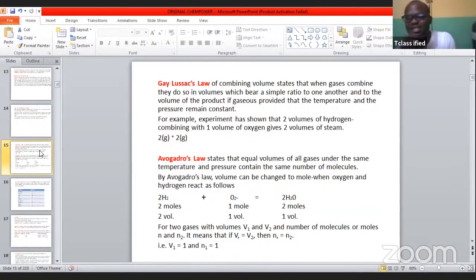You're supposed to also try a way of memorizing them by going through them over and over. Gay-Lussac's law of combining volumes simply states that when gases combine, they do so in volumes which bear a simple ratio to one another. Avogadro's law states that equal volumes of all gases under the same temperature and pressure contain the same number of molecules. You can have a law stated and be asked which law it is, so you pick out and say this is actually Avogadro's law, or Gay-Lussac's law of combining volumes, or any of the laws.